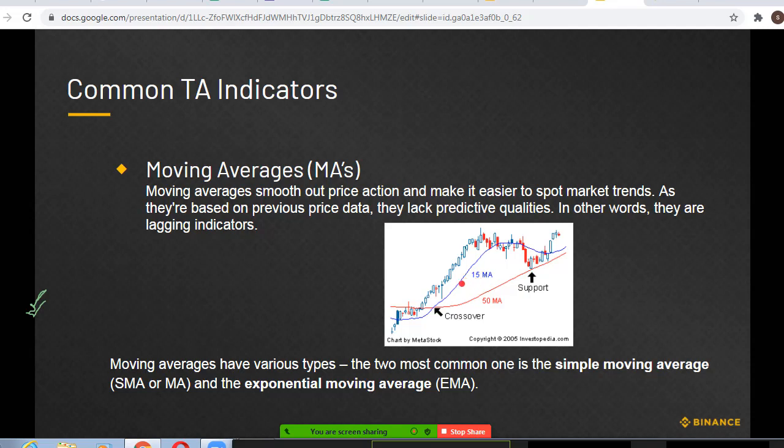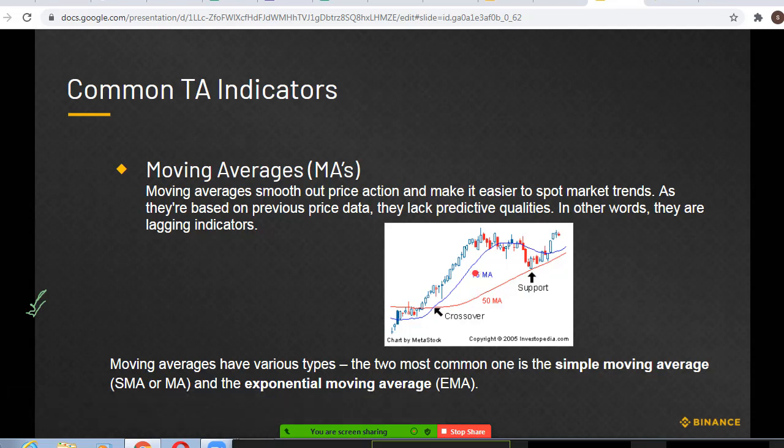Now, as you can see, the red line is 50 MA, that is 50 moving average, while the 15 MA is the blue line. So what does 15 mean? 15 means that this moving average is calculated by taking the last 15 days' prices, that's prices of the last 15 days divided by 15. It will give you an average where this line is plotted. It's just like a graphical mathematical representation of what price is doing.